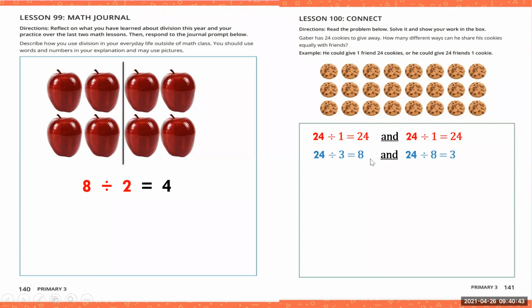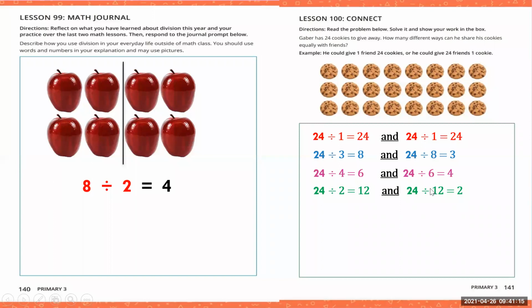Also, 24 can be divided by 3. 24 divided by 3 equals 8. And divided by 8 will give me 3. 24 divided by 4 will give me 6. And if we divide it by 6, it will give me 4. If I divide it by 2, it will give me 12. And if I divide it by 12, it will give me 2.